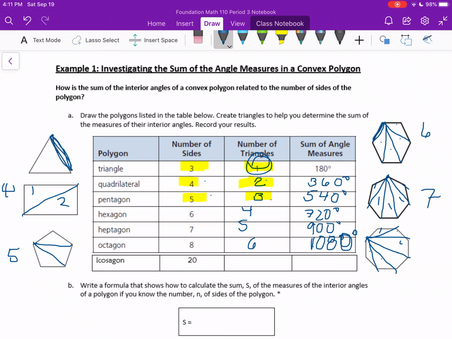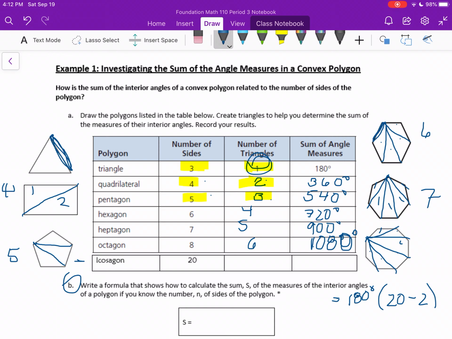How can we write this in a formula so it's something we can use all the time? And that's what part B is all about. So we're going to try to write the formula first before we fill in this line of the table for an icosagon. All right, so I know that I want to multiply the number of sides minus 2 by 180. So in this case, for our icosagon, we're going to say 20 minus 2, that's going to give us 18, and we're going to multiply that by 180 degrees.